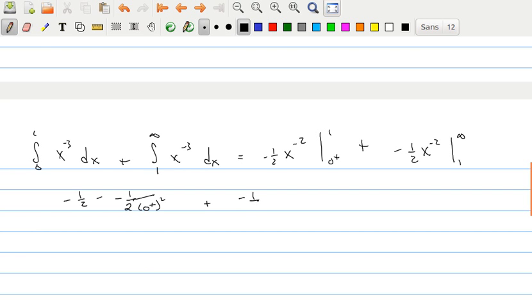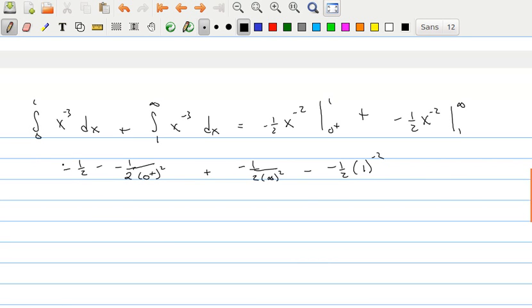This gives us negative 1/2. Let me make that fraction bar a little bigger. Negative 1 over 2, and now we have infinity minus negative 1/2 times 1 to the negative 2. Now if we look at some of these pieces on here, this first one is giving us negative 1/2 plus, we have a number over 0, so this is going off to infinity. Here we have a number over infinity, this is going to 0. And over here, 1 to any power is 1, so those cancel to give me plus 1/2. So everything cancels. Not that it matters because we have this infinity in here.